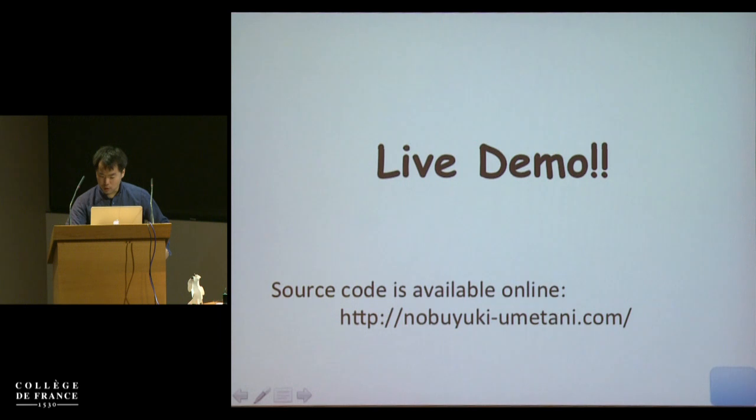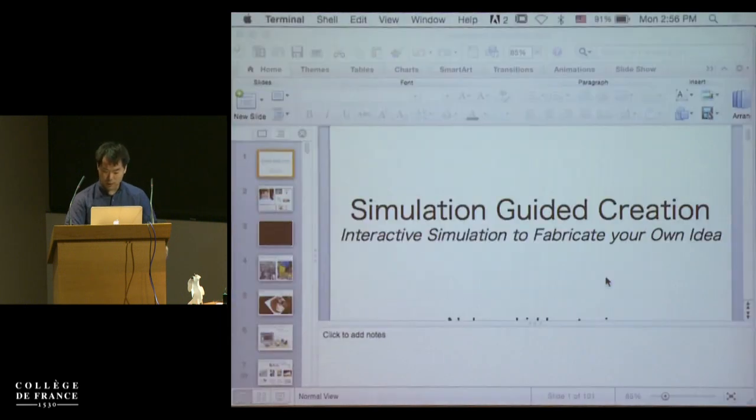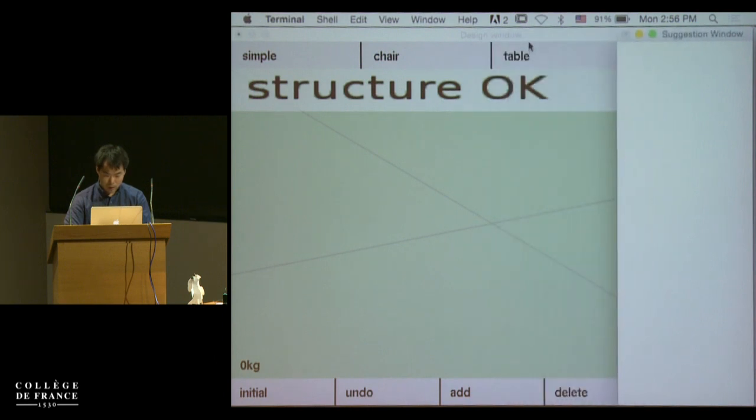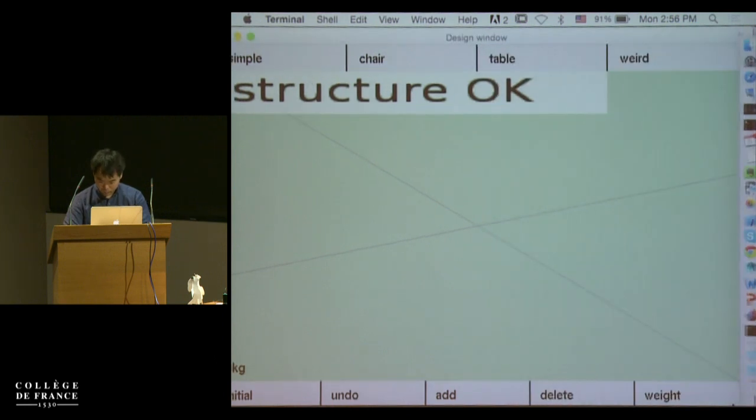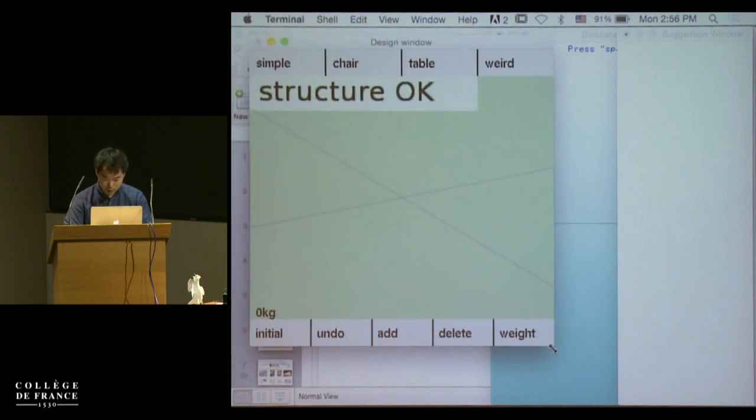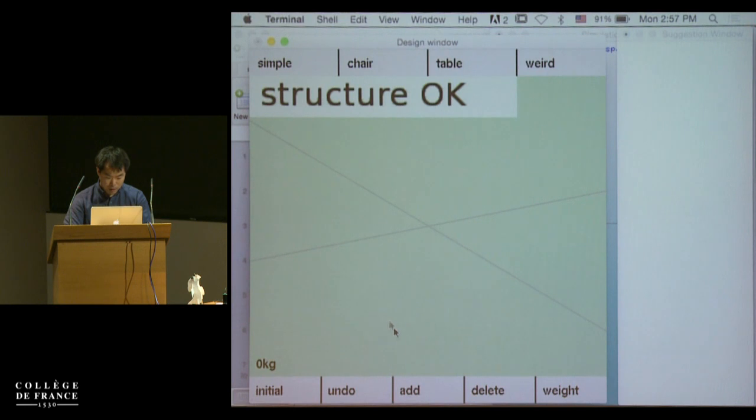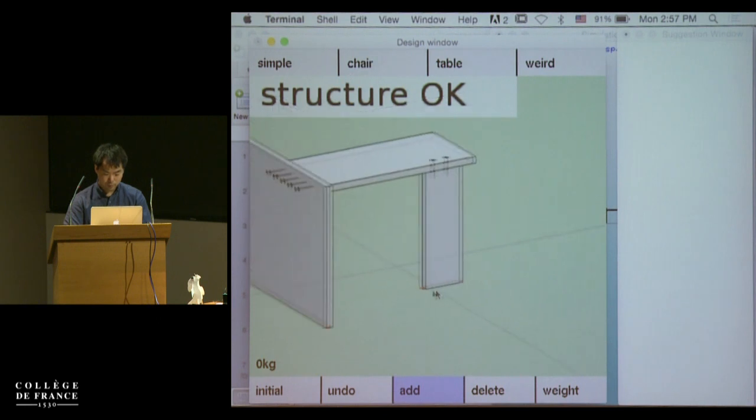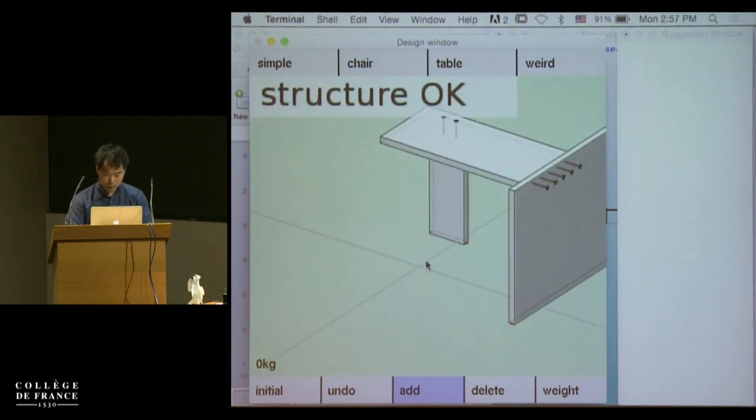So let me show a live demo of this furniture design system. This is a furniture design space, and the user can draw a shape like in Google SketchUp. Then nail joints are added automatically. And the user can also put weight on top of it.